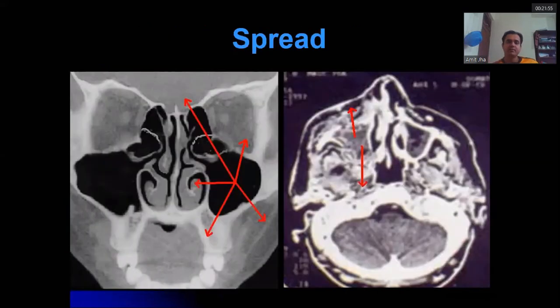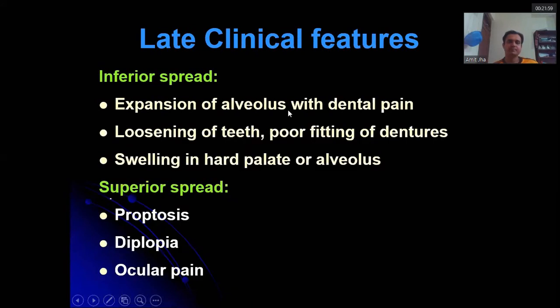So it is obvious from this, and suppose this is spreading towards this area. Obviously there will be dental pain, and because of the disease, there will be loosening of teeth. When the person is losing teeth, you should suspect a malignancy. Similarly, because of the increase in size, the dentures will be poorly fitting if the patient has any. And similarly, there can be swelling of the hard palate. Right? So whenever there is swelling, and in today's scenario, I always suspect malignancy.